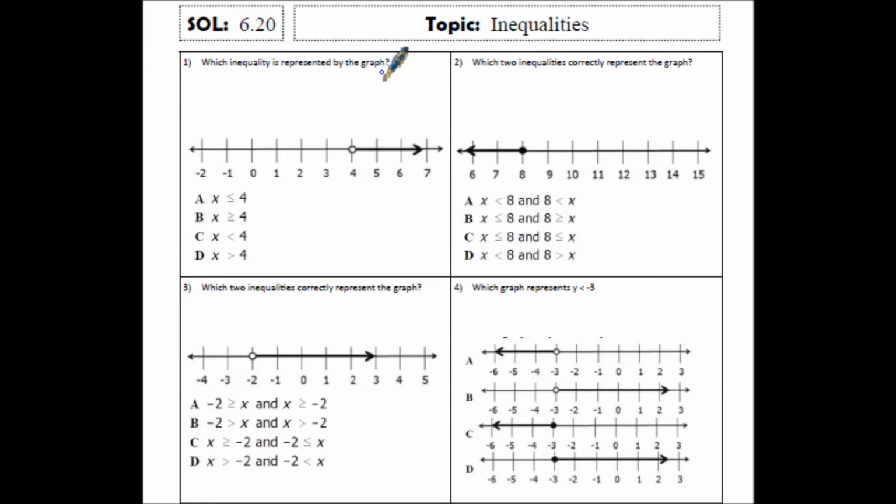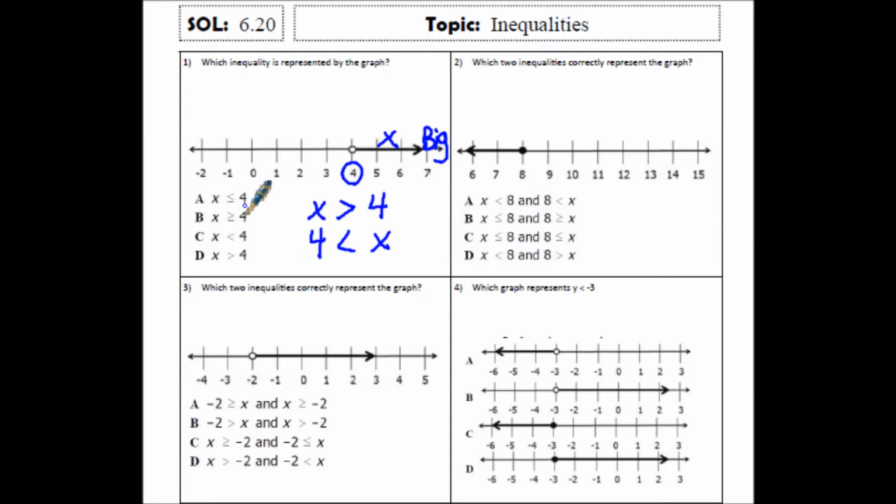Which inequality is represented by the graph? So we are looking at 4, and x is where the arrow is. So we're comparing 4 and x. So we can compare x to 4, or we can compare 4 to x. Now x is pointing to the bigger side. So we're going to put the bigger side of the inequality symbol towards x.